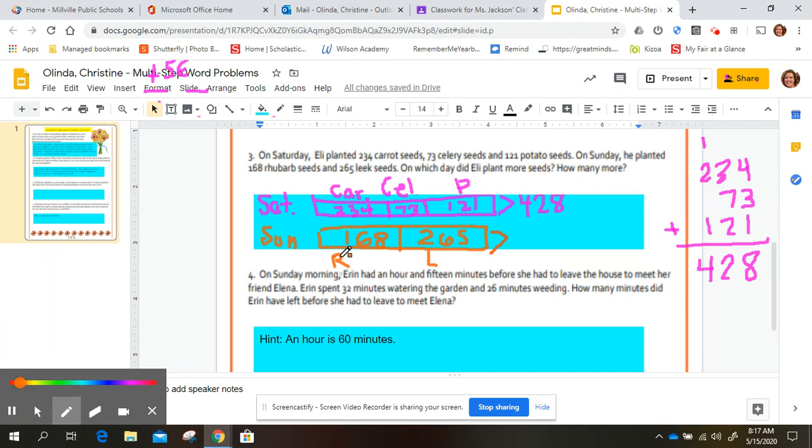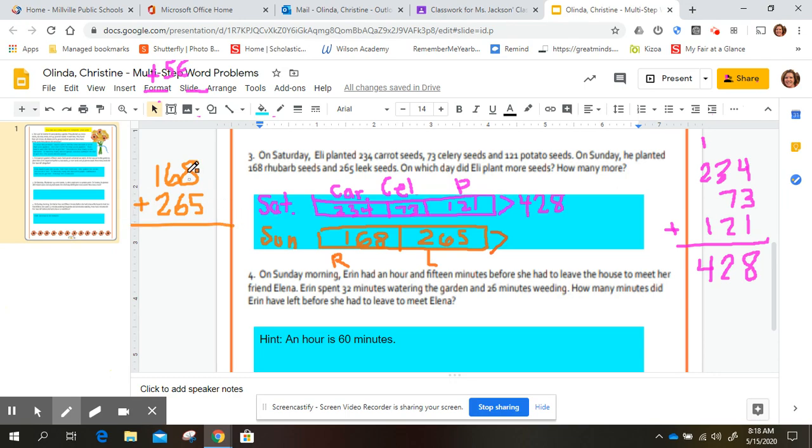And on Sunday, to find the total here, I would need to add 168 and 265. Remember, when we're adding, it doesn't matter which number goes on top. 8 plus 5 is 13. 6 plus 6 is 12, plus 1 is 13. I think I wrote that wrong. Oh, it is 265, not 256. Good. Okay. 12, 13, and then 2 plus 1 plus 1 is 4. So we have 433 seeds.